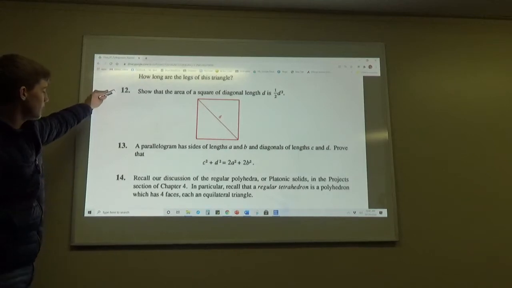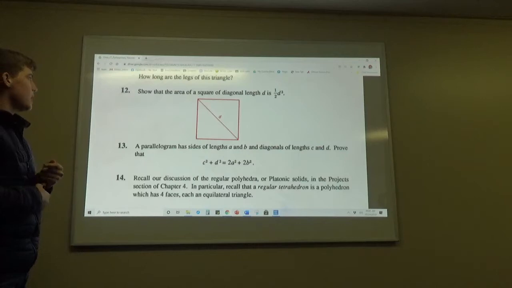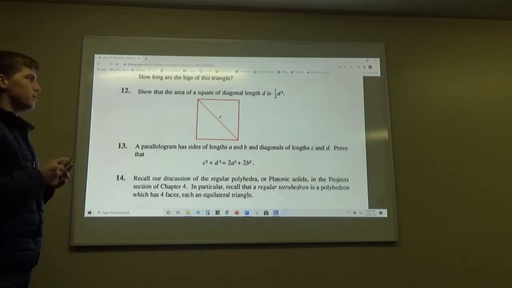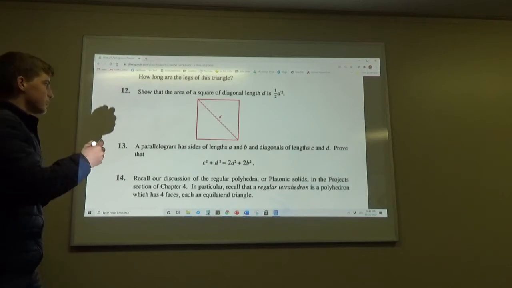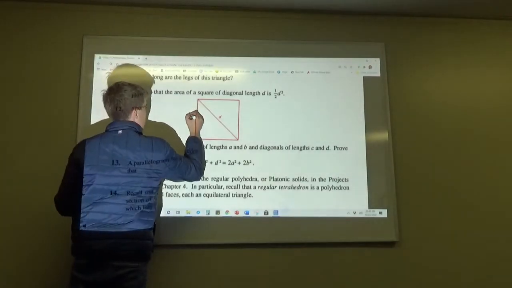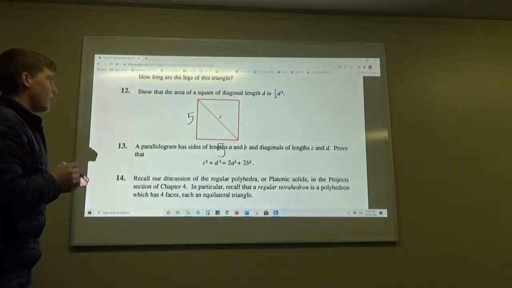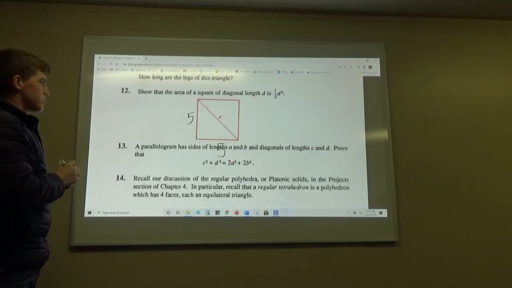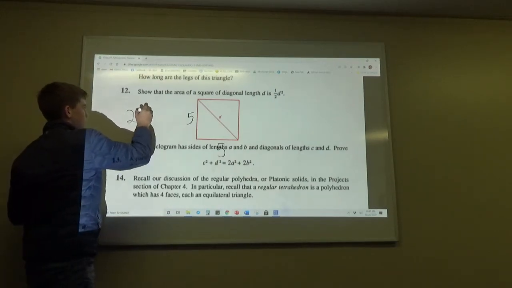I'm working on problem 12, page 294 of the textbook, and to show that this equation is correct, you can just create a number for d, which is what I did. So if the side of the square is 5, and you do it the easiest way, 5 times 5, the area is going to be 25.